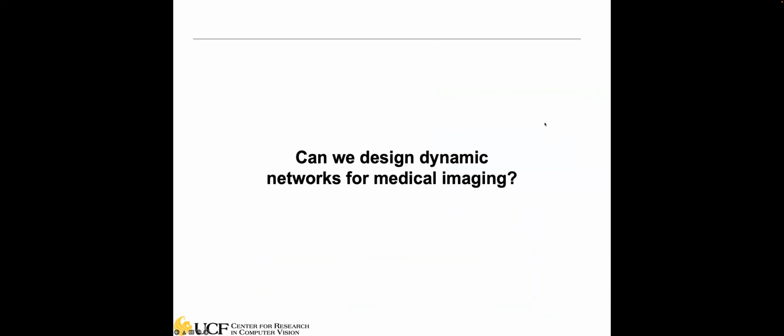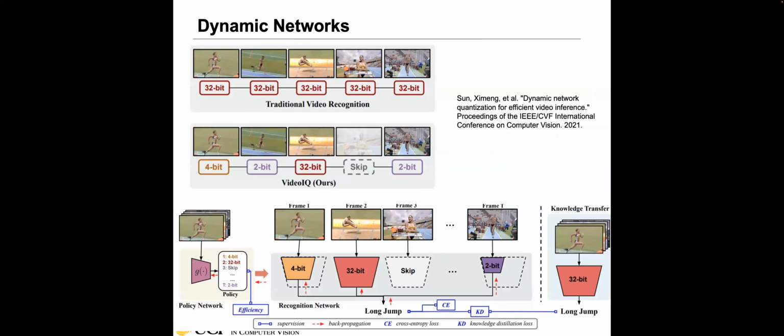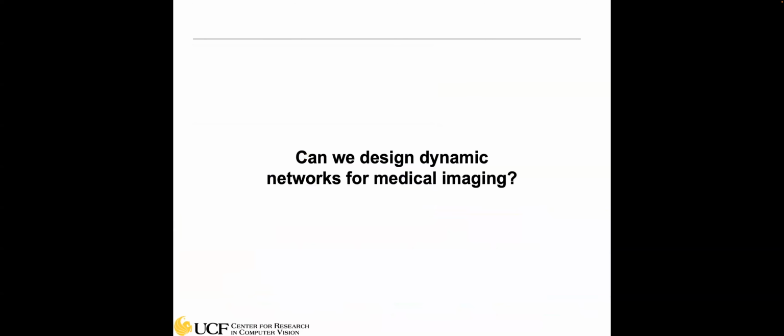Professor, can you repeat the question? Yeah, so I was wondering, is it possible to design dynamic networks for medical imaging as well? Since this seems to be a very promising idea to achieve some accuracy and computation efficiency trade-off.